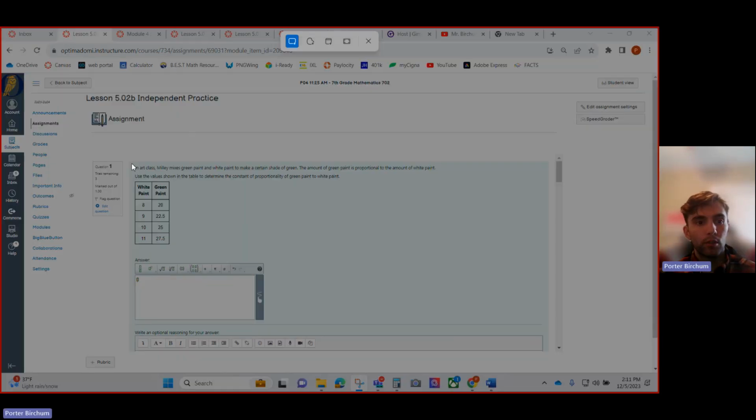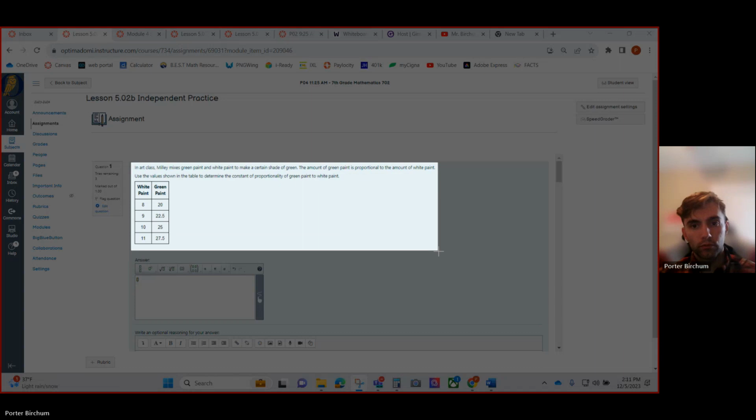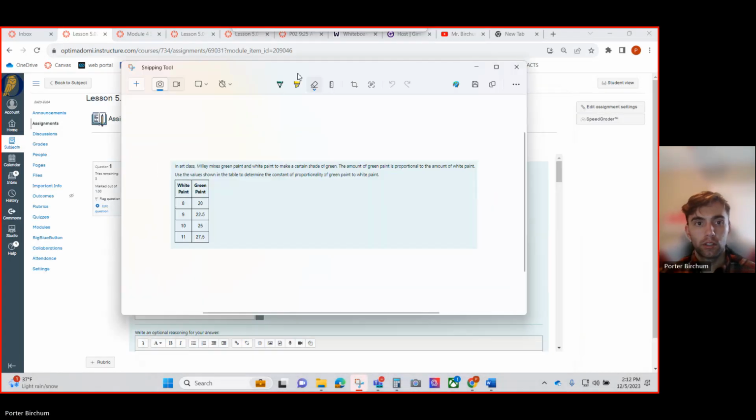First, let's take a snip. In art class, Millie mixes green paint and white paint to make a certain shade of green. The amount of green paint is proportional to the amount of white paint. Use the values shown in the table to determine the constant of proportionality of green paint to white paint.